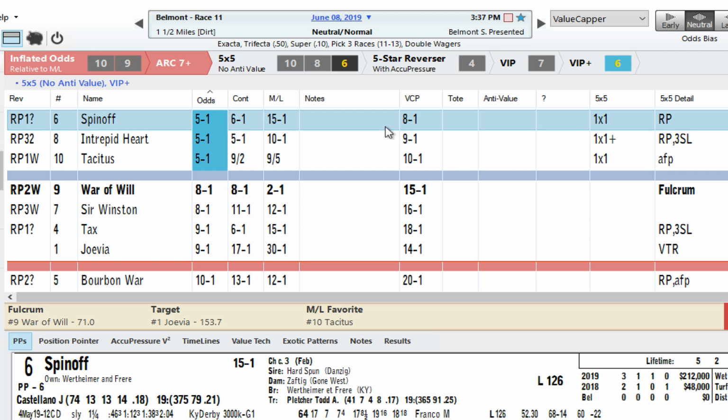What happens if Intrepid Heart gets bet down to 9-2, let's say, which is what my contention line says, 5-1, which I don't think will be enough to bet it for me, and Spinoff goes off at 20-1, closer to the morning line?